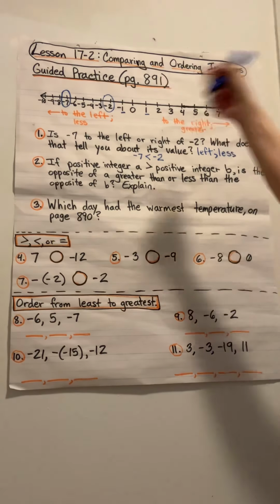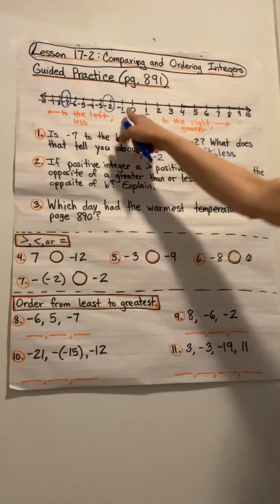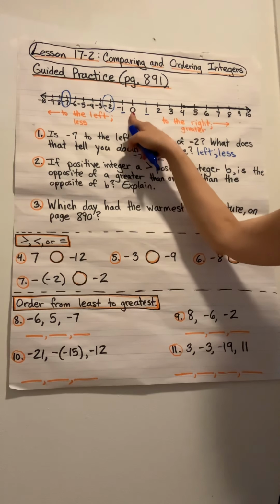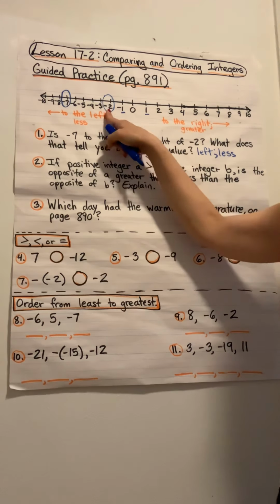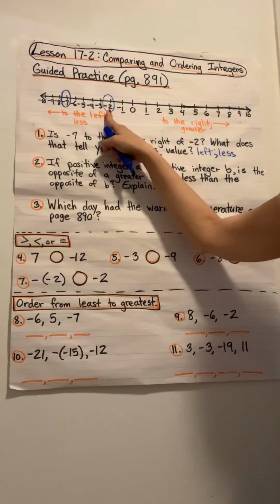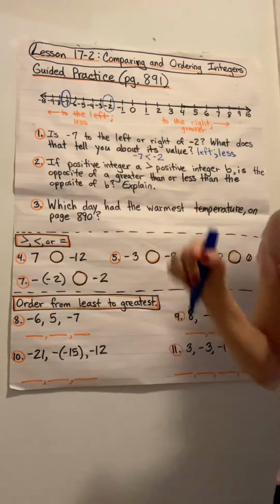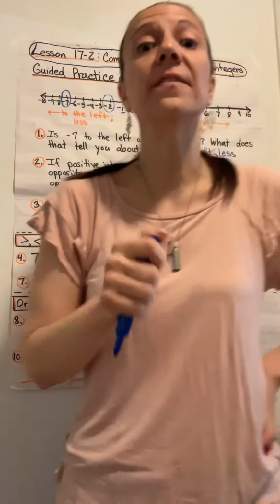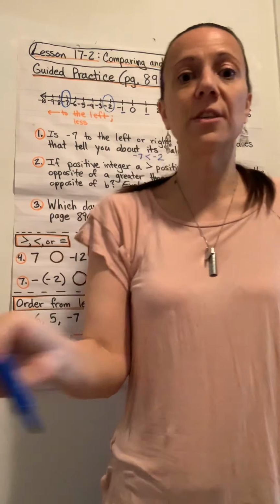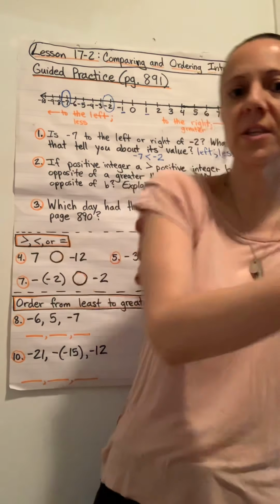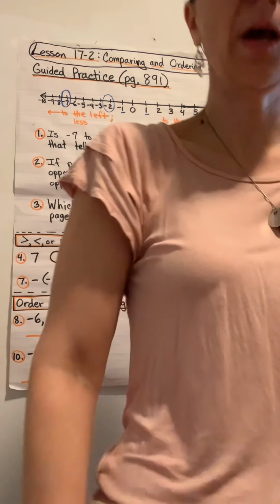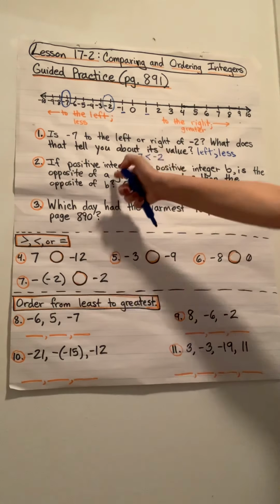Okay. Left, less. Because what this really means is if I'm starting at 0, I'm taking 2 steps backwards to get to -2. I have to take 7 steps backwards to get to -7. That means that it is further backwards, so it is smaller than -2. Okay, going on to number 2.